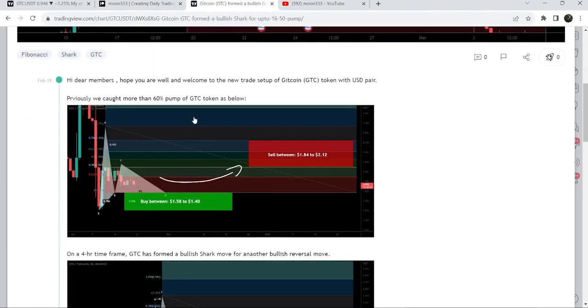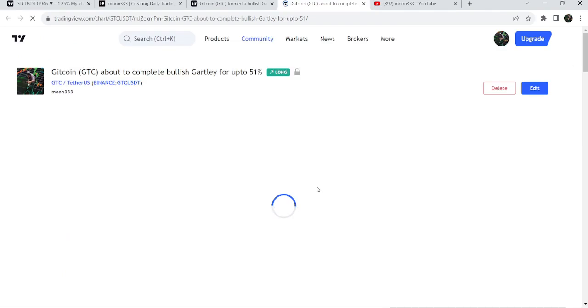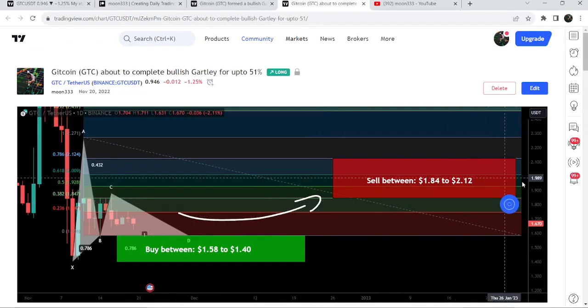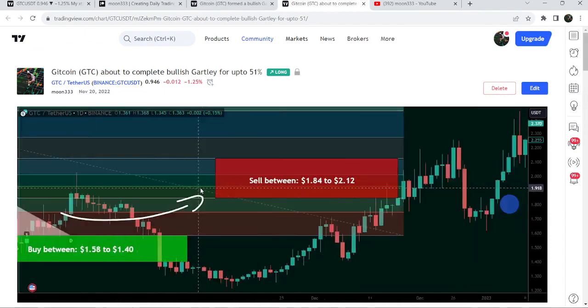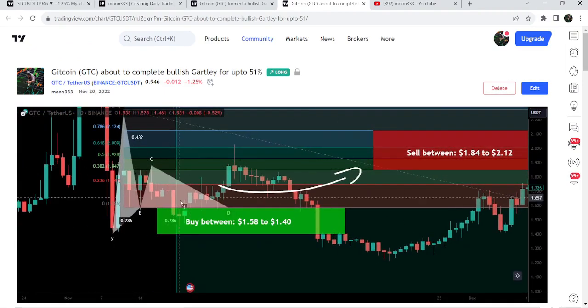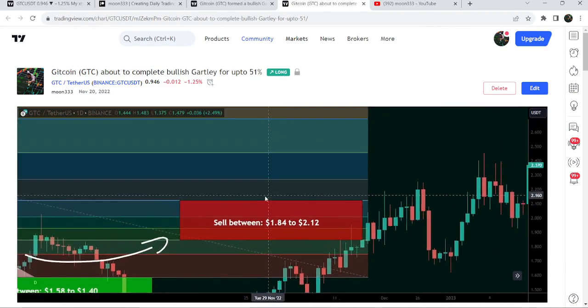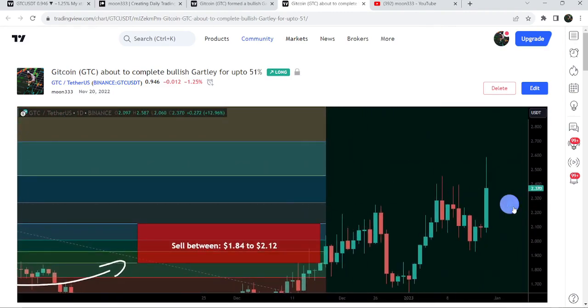Before that, I shared this harmonic bullish reversal Gartley pattern that was getting completed on a daily time frame chart. After completing it, you can see that the price first dropped down and completed the leg here. Then we had a very, very nice reversal, and after hitting the sell target zone, the price again moved down. Then we had a bigger pump, and this was almost a 60% pump on this daily time frame chart.